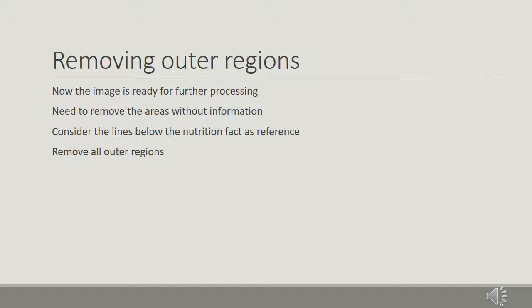So as our reference, what we want to keep in the image are those horizontal black lines that are always there below the nutrition facts. We keep them as our reference. Whenever we detect those horizontal lines which are always underlining the nutrition facts, we will try to preserve those, and we'll try to get rid of all other outer regions.